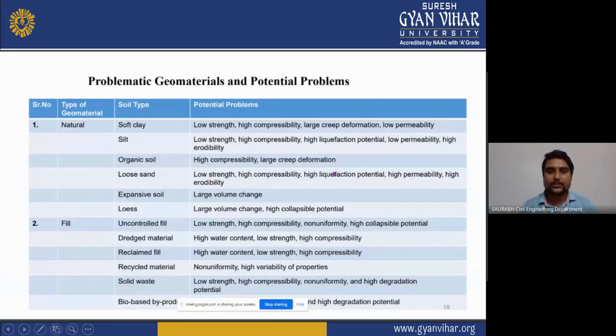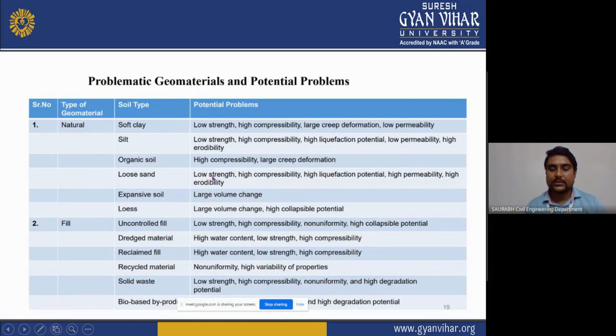And now come to the next point. What are the problematic geotechnical conditions and potential problems? First is the type of ground and soil type. As you can see, what is the potential problem? The soil may be natural soil, soft clay maybe, it may be silt, it may be organic soil, it may be loose sand, it may be expansive soil, it may be loess.